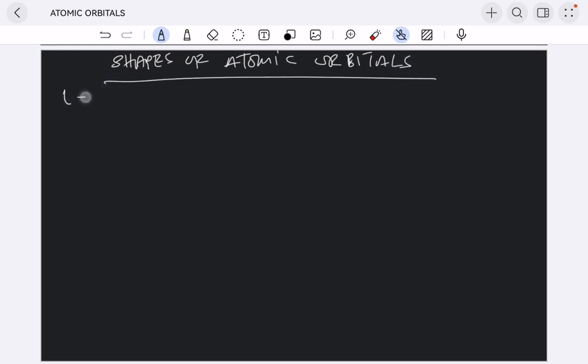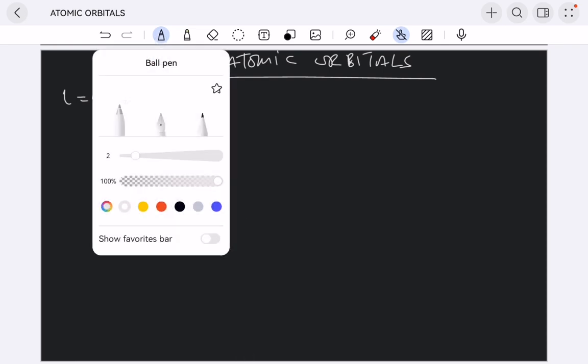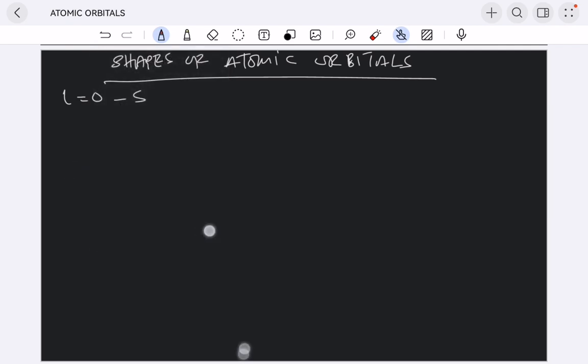Shapes of atomic orbitals. So when L is equal to 0, we're saying this is S. Then in terms of shape, S is denoted by spherical. So this is along the Z, the Y, and the X axis. So this is called spherical.